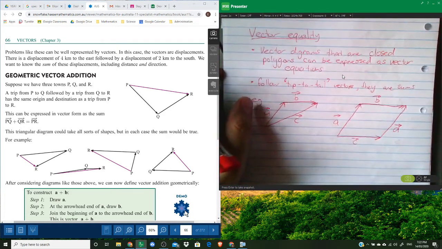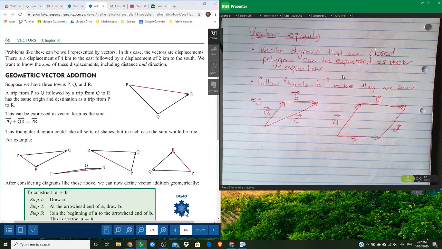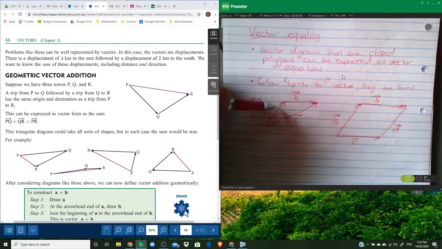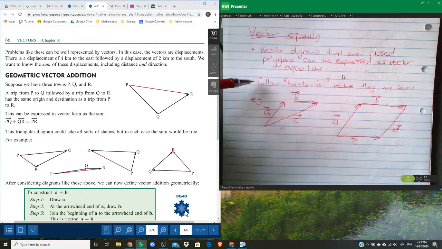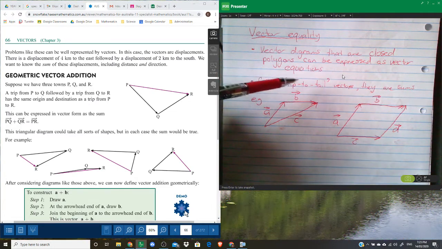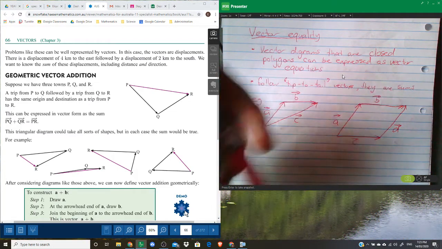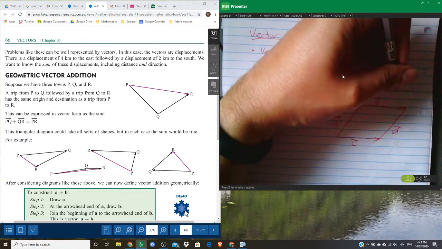Now, the last little part of this subchapter goes through vector equalities. Vector diagrams that are closed, so there are no open gaps, so closed polygons, can be expressed as vector equations. And the way you do this, you follow the tip to tail vectors, and they are the sums. I should say vector sums.